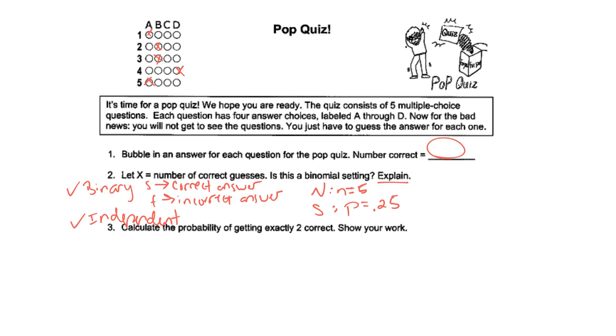So now I'm asked to calculate the probability of getting exactly 2 correct. I defined x as my number of guesses, so the probability that x equals 2. Again, my formula: I had 5 trials, choose 2 are correct. My probability of getting them correct is 0.25 to the second power because that's how many successes I had. My probability of failure is 0.75, and I would have had 3 failures because I only got 2 correct. When I plug that in my calculator, I get 0.264.